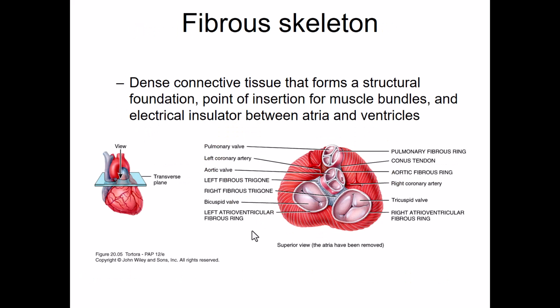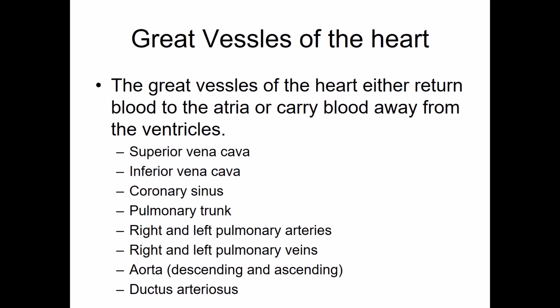Deep within the heart, there are dense connective tissue bundles that form structural foundations, points of insertion for muscle bundles, and serve as an electrical insulator between the atria and ventricles that we'll talk about in the physiology of the heart. They provide an anchoring point.